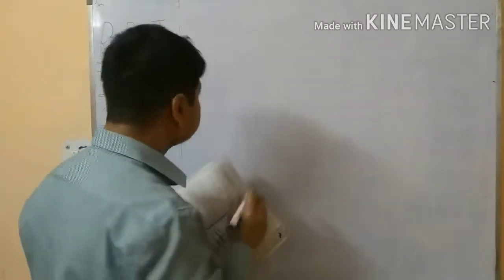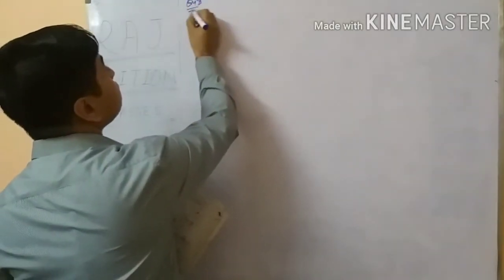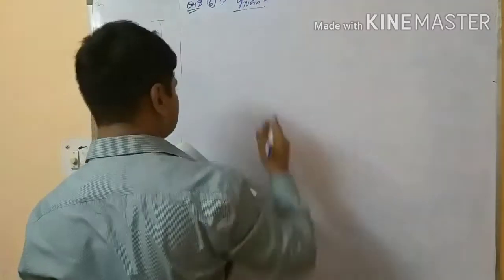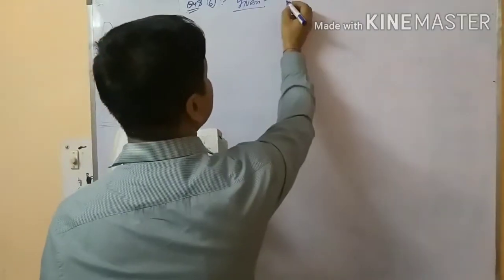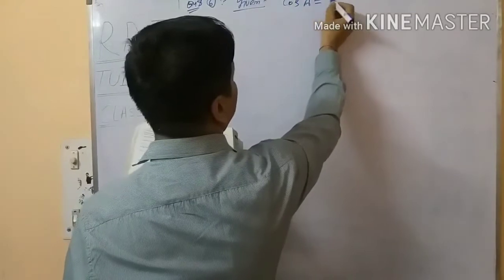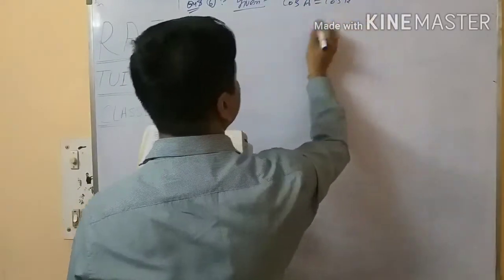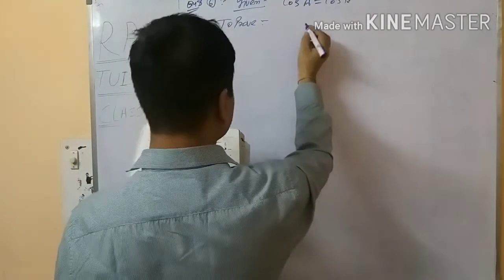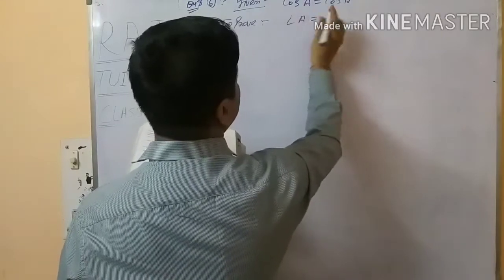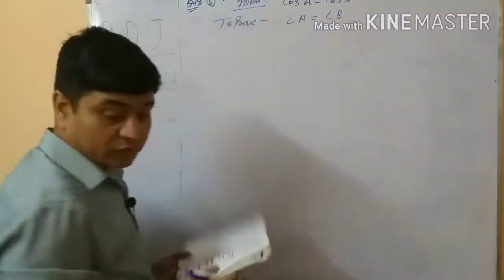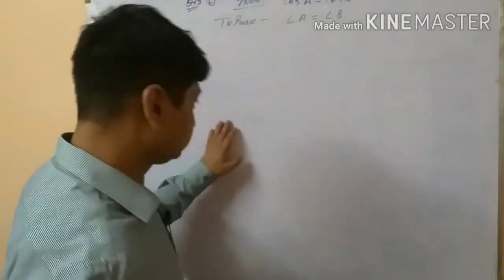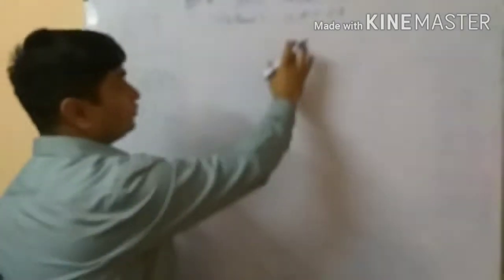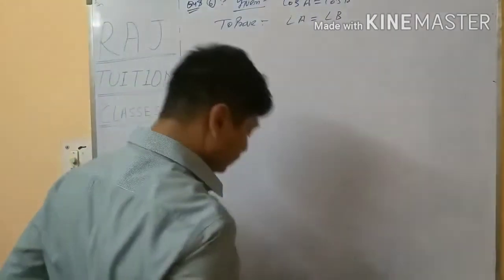Now we will discuss question number 6. Question number 6. What is given here? If cos A equals cos B, then you have to prove that angle A equals angle B. So cos A equals cos B is given, and we have to prove that angle A and angle B are equal.